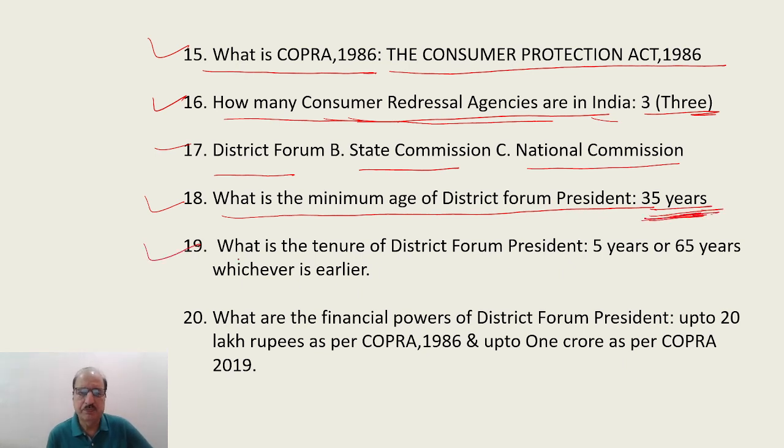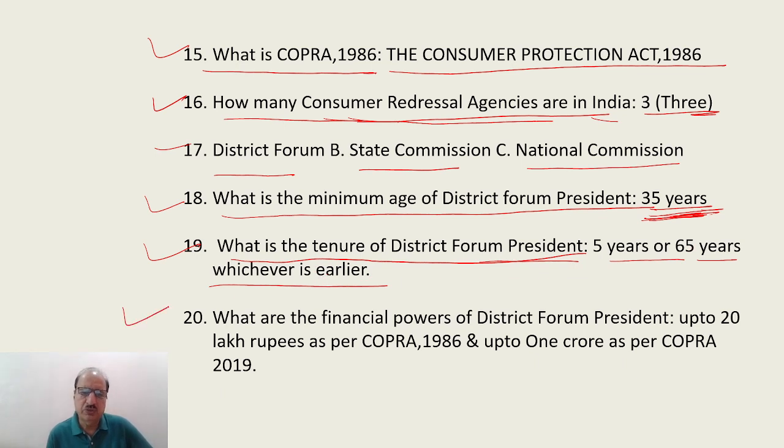Question number 19. What is the tenure of district forum president under COPRA 1986, Consumer Protection Act? 5 years or 65 years of age, whichever is earlier. District forum president ka jo tenure hai, wo hai 5 saal, ya 65 jo pehle ho jaaye, okay? So what is the tenure of district forum president? 5 years or 65 years, whichever is earlier.